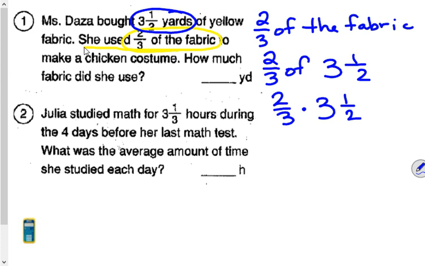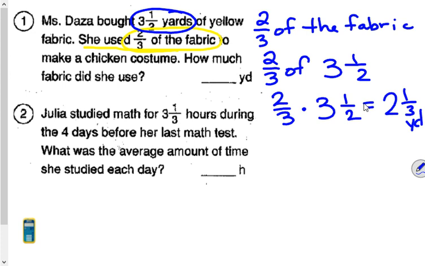Remember that you can use a calculator to work this out. When you do work out this problem, you're going to get 2 1/3 yards, which that answer does make sense. We're using more than half the fabric, and so that makes sense.